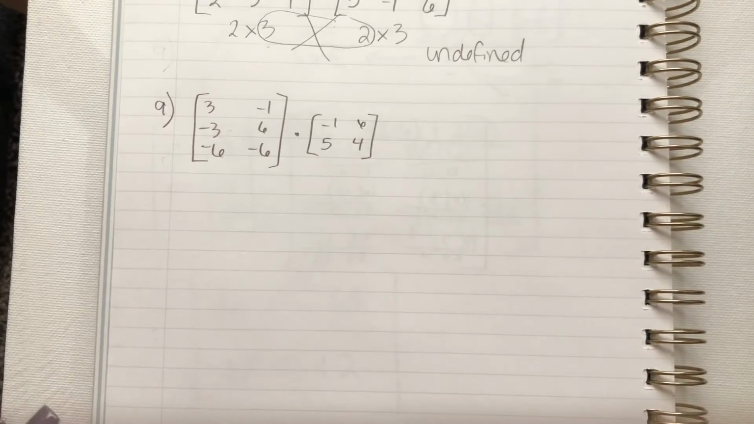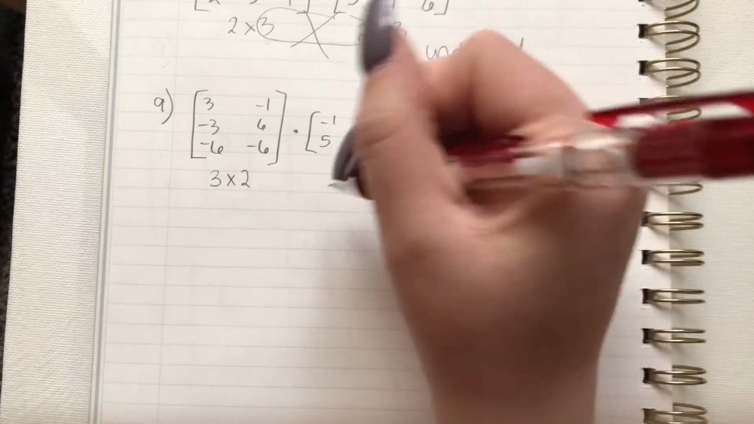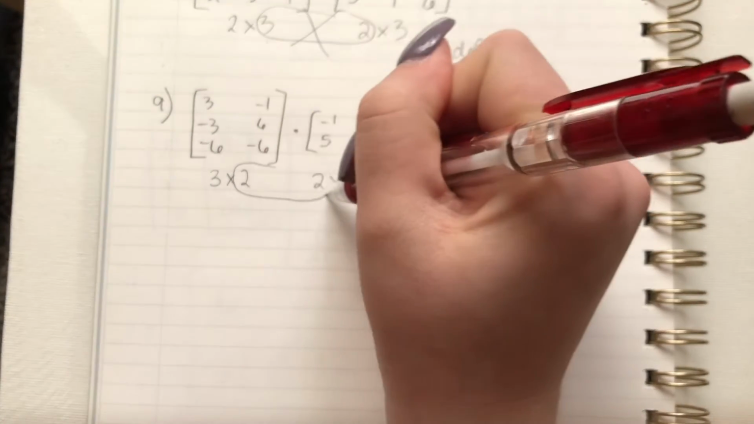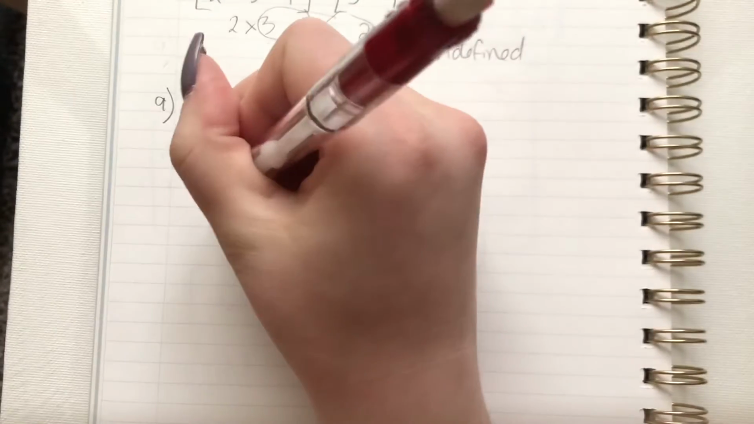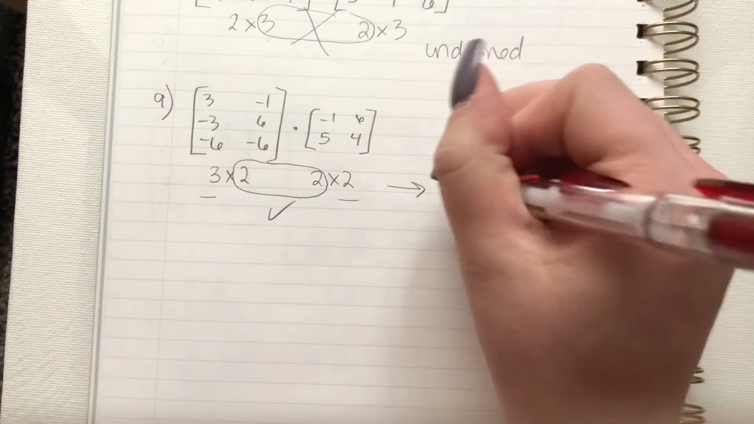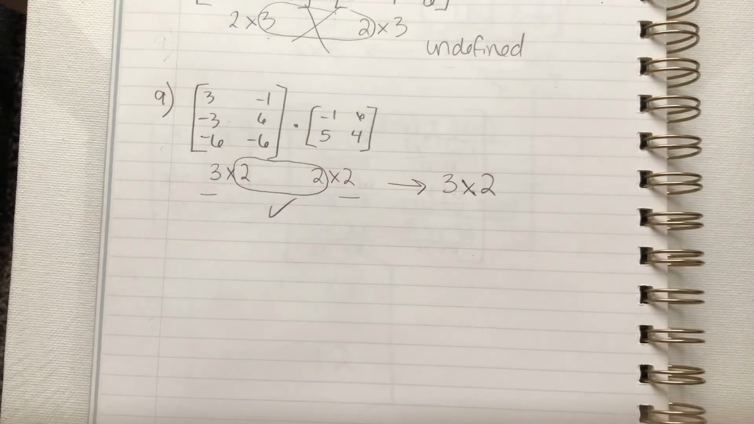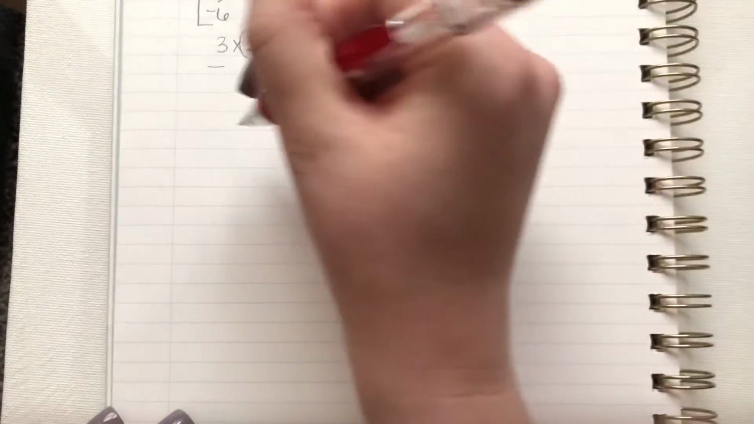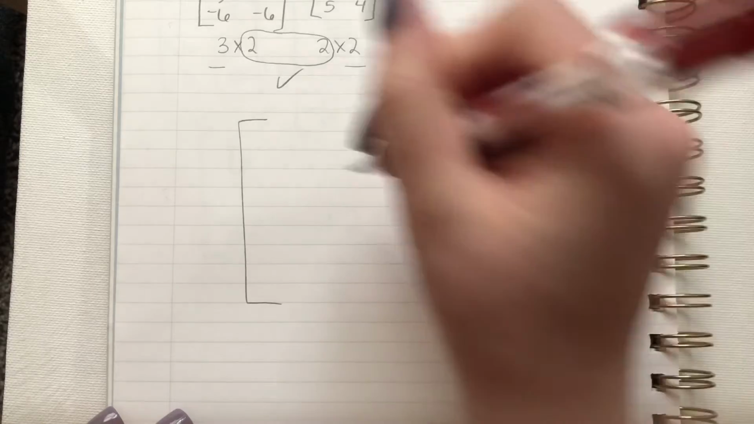So number 9, this is a 3 by 2 matrix, 3 rows, 2 columns, and this is a 2 by 2 matrix. So the columns of the first one match up with the rows of the second one. They're equal, so that means we can multiply. And whatever my answer is, its dimensions are going to be 3 by 2. So that's how I'm going to make my blanks: 3 rows, 2 columns. Let's give it some space here.